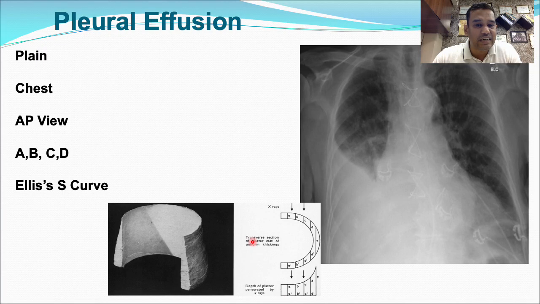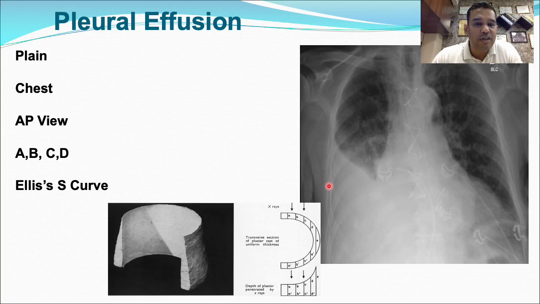So when you pass an X-ray through this fluid from anterior to posterior, what happens? First the X-ray has to go from here, pass through this, and again pass posteriorly. So it will form a thick dense shadow. But here, as the layer of fluid is very thin, it will not cause that dense shadow. So the dense shadow is not going to be there on the lateral side. So you will have an S-shaped curve because of the lesser thickness of the fluid present in this area.